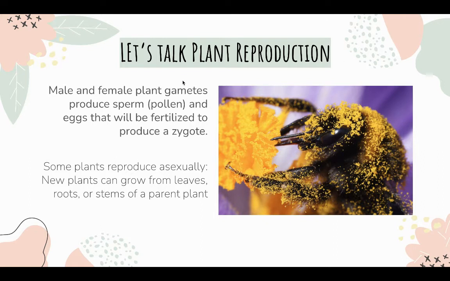Some plants can reproduce asexually. New plants can grow from leaves, roots, or stems of a parent plant. An example of this is a strawberry plant.